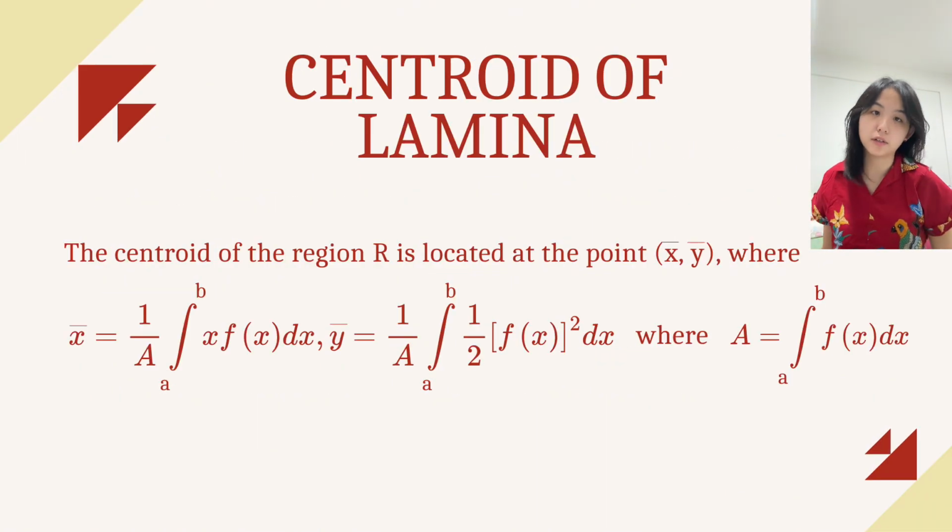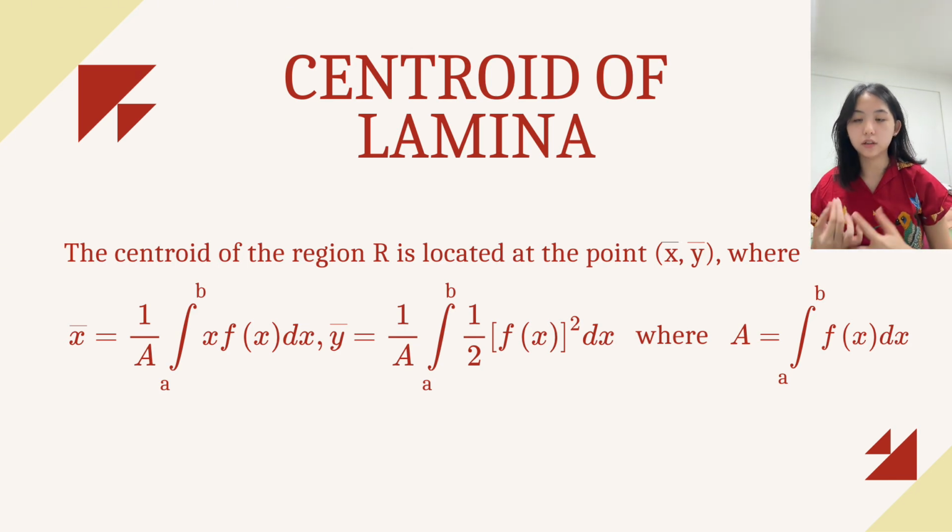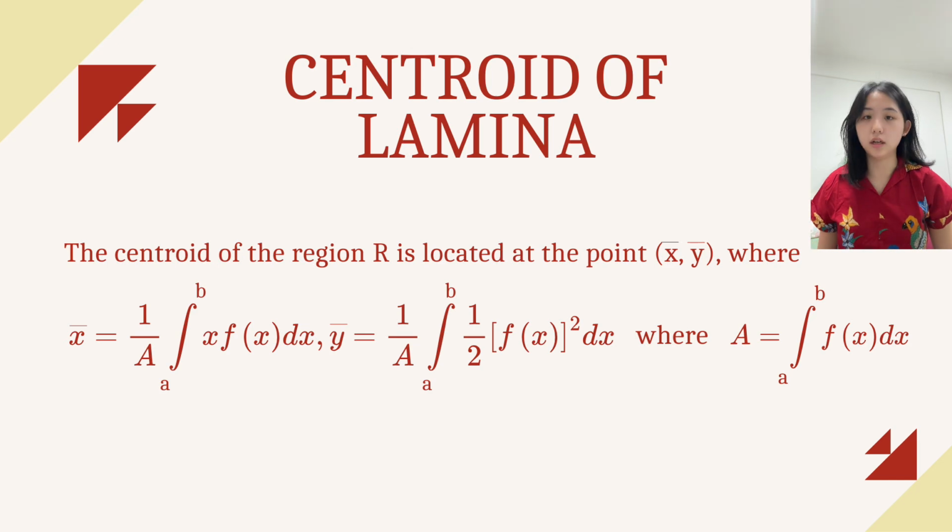Next, let's discuss the centroid of a lamina. To begin, let's define what a lamina means. A lamina is essentially a flat plate with a uniform density that occupies a defined region, which we will refer to as R, in the plane. And now let's talk about the center of mass. The center of mass of a lamina is referred to as the centroid of the region R.